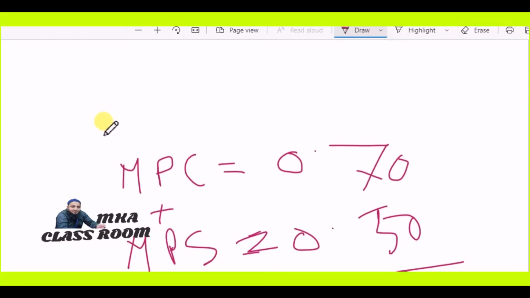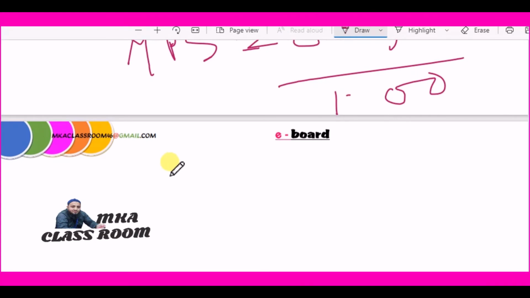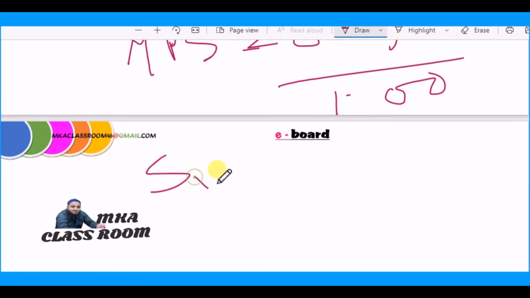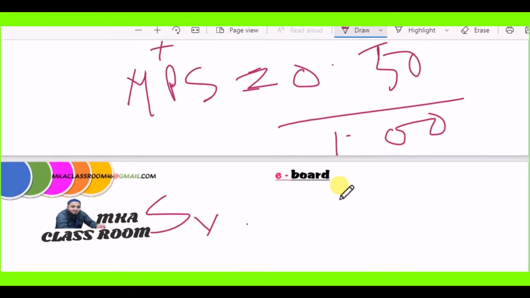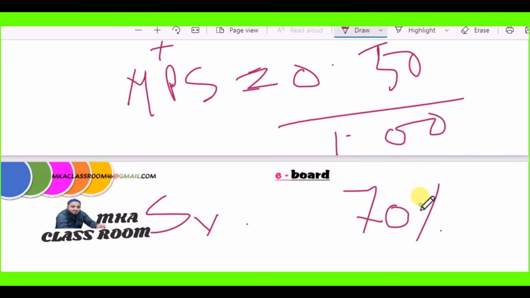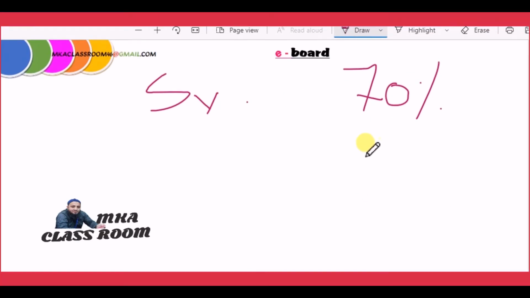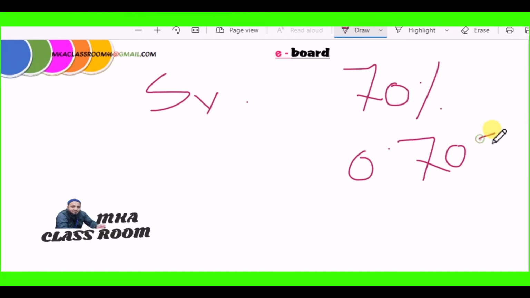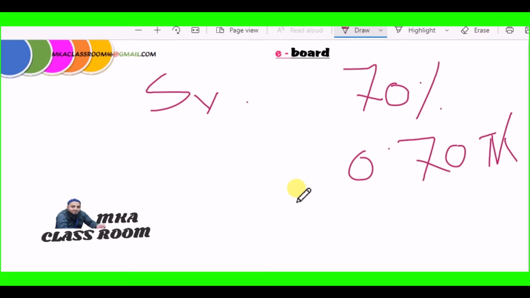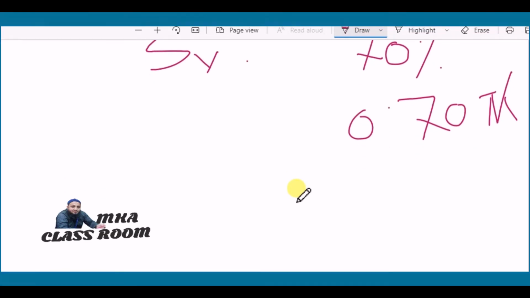So we assume that this community, the Sylhet city community, has a marginal propensity to consume of 70%, or 70 paisa per taka. That means 70 paisa per taka. So what will be the income multiplier of these Sylhet city people?